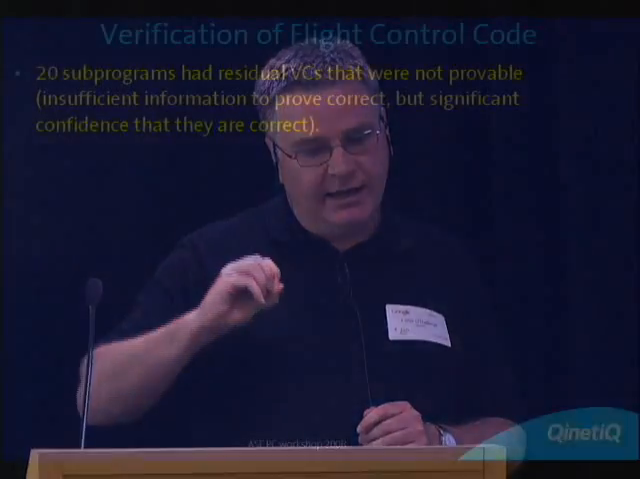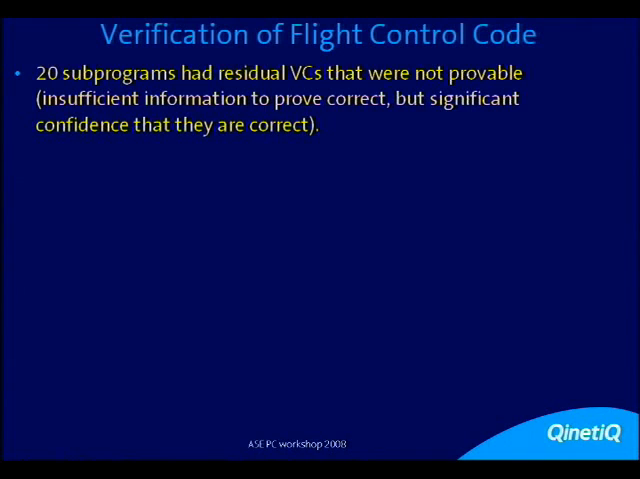20 subprograms had residual verification conditions that were not provable, and that's due to insufficient information to prove correct. So that might be because the information wasn't present in the Simulink diagram, but it is an actual assumption that you can make about the system. So we had significant confidence they were correct.